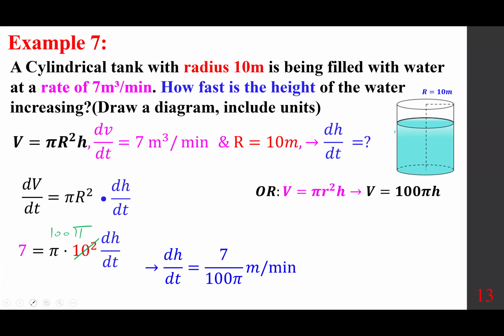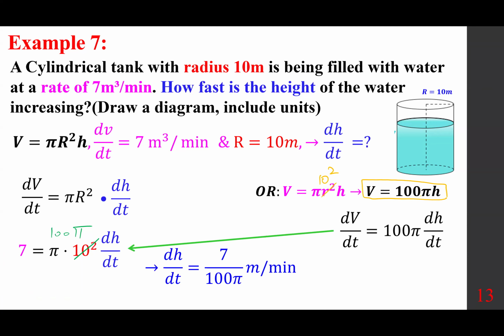So I'm changing this to 10. So now, if you want to differentiate this, 100 pi is just a fixed number, a coefficient, so times dh/dt. If you find this easier, you can go with that.